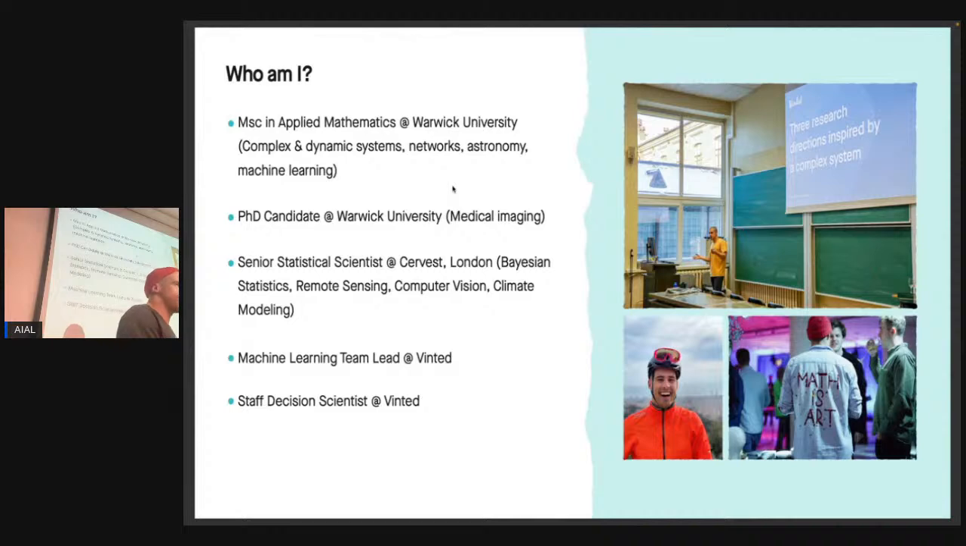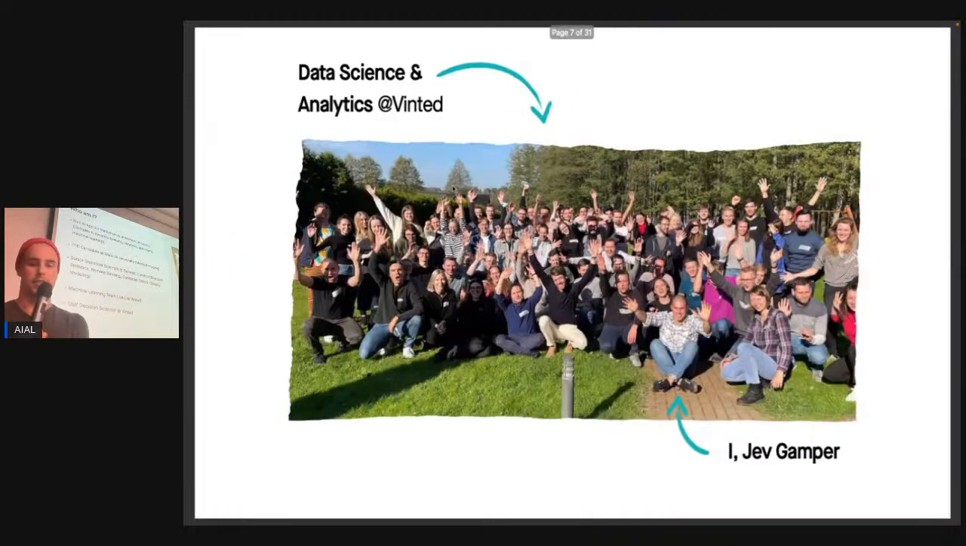So a bit about who I am. Those who don't know me, my background is all over the place. I did some MSc in applied mathematics and worked in astronomy, then did a PhD in medical imaging, and there I worked primarily in computer vision. I didn't finish my PhD actually. I'm officially a dropout from the PhD program. And then I worked as a senior statistical scientist, a bit in climate science and remote sensing, and then machine learning at Vinted, and then experimentation at Vinted.